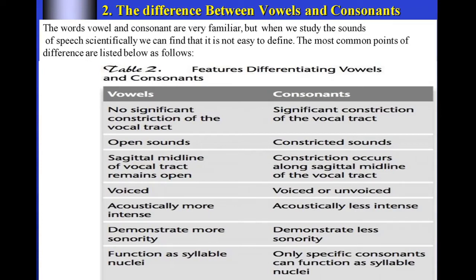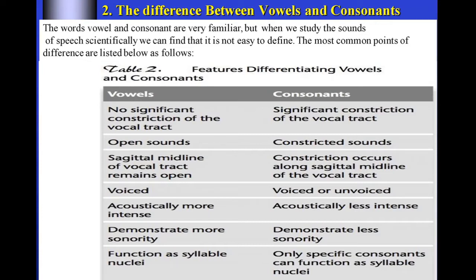For vowels, there is no significant constriction of the vocal tract. It means that we do not stop the air when we produce vowel sounds. For consonants, there is significant constriction of the vocal tract. When we produce consonantal sounds, we stop the air either completely or partially. For vowels, the sounds are open; that is, the air is free. For consonants, the sound is constricted. It means that there is a blockage of the air somewhere in the vocal tract.